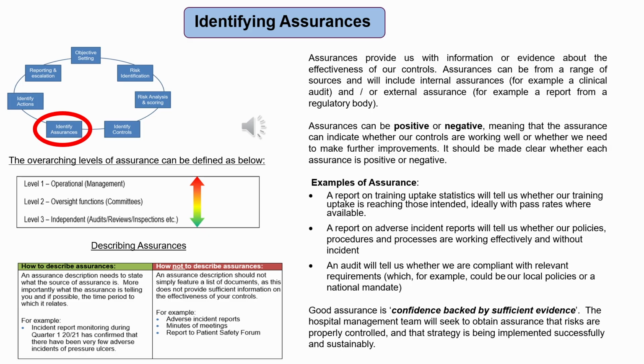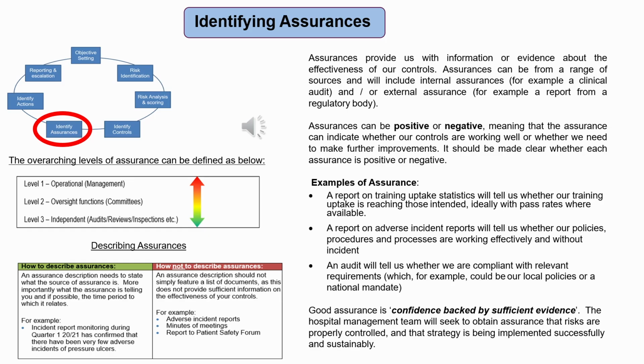Next in the risk management process is the identification of assurances. Assurances provide us with information or evidence about the effectiveness of our controls. Assurances can be from a range of sources and will include internal assurances, for example, a clinical audit, and/or external assurance, for example, a report from a regulatory body. Assurances can be positive or negative, meaning that the assurance can indicate whether our controls are working well or whether we need to make further improvements. It should be made clear whether each assurance is positive or negative.